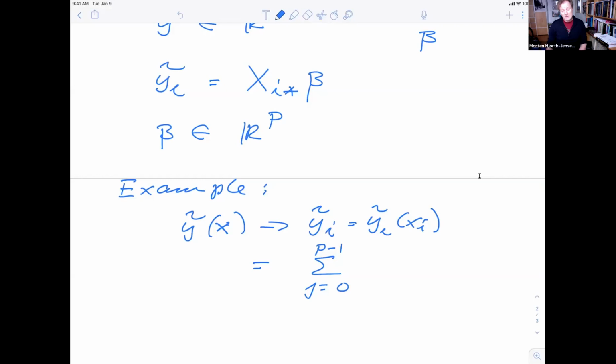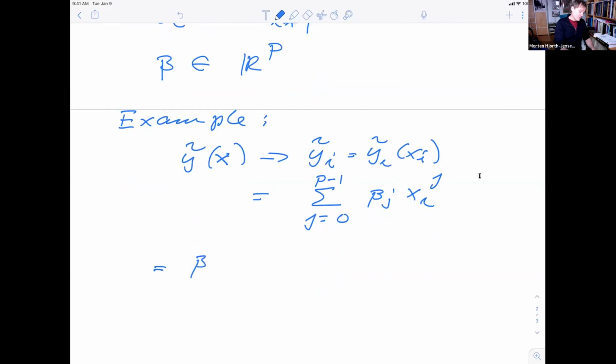So what we have then would now be these beta j's, these parameters. And then I would have x of i to the power of j. So that means that I would have something like beta 0, I would have a beta 1 times xi to the power of 1, plus beta 2 times xi to the power of 2, till the final degree of the polynomial which I want to fit. So that means I would have a beta of p minus 1. So these are now the parameters I want to find. And then I have an xi to the power of p minus 1.